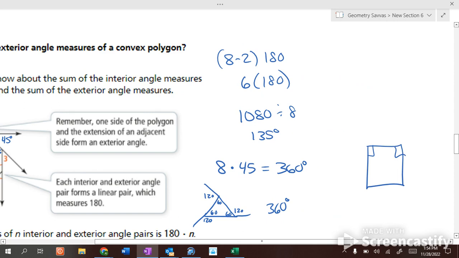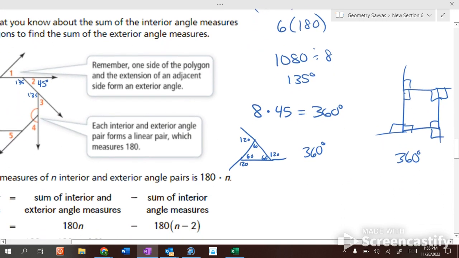Each angle of a square is 90 degrees, right? So if we make an exterior angle off of each of them, what's each exterior angle? 90 degrees. If we have a 90 and a 90 and a 90 and a 90, they add up to what? Ooh. So we have a pattern going on here.